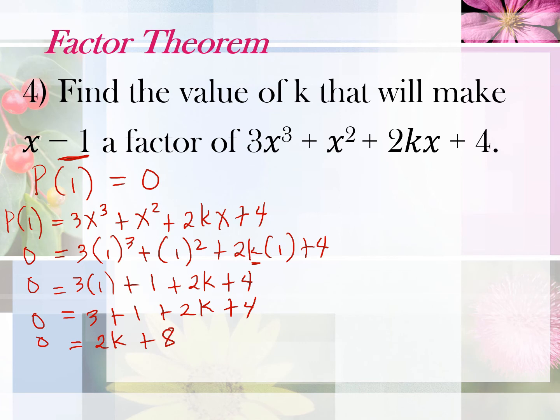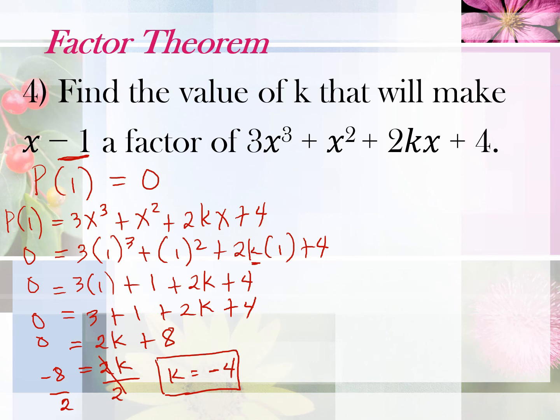Then, transpose natin yung 8 sa left side. Magiging negative na siya. Then, copy yung 2k. Next, divide both sides by 2. So, cancel na yung 2 dito. Ang value ng k natin is equal to negative 4. Ayan, magiging negative 4 na siya.